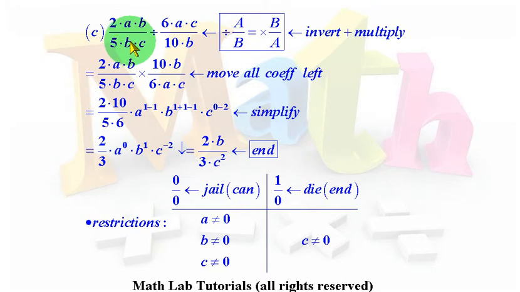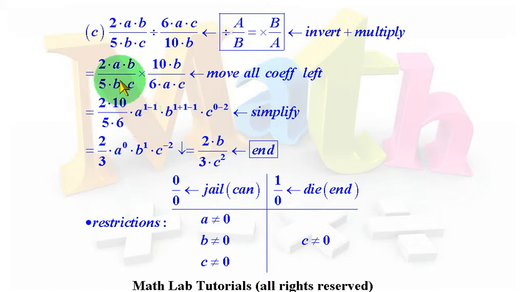Okay, so keep the first fraction. That division sign becomes multiplication, and then you flip the second fraction. At this point, move all the coefficients over to the left. So 2 moves over to the left, 10 moves over, 5 moves over, and 6 moves over. And we get 2 times 10 over 5 times 6. And then we take care of all the variable bases. We have base a, base b, base c.